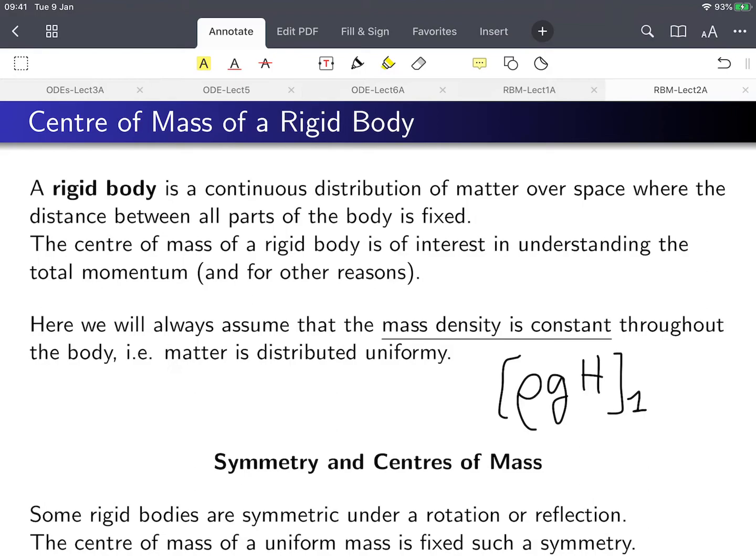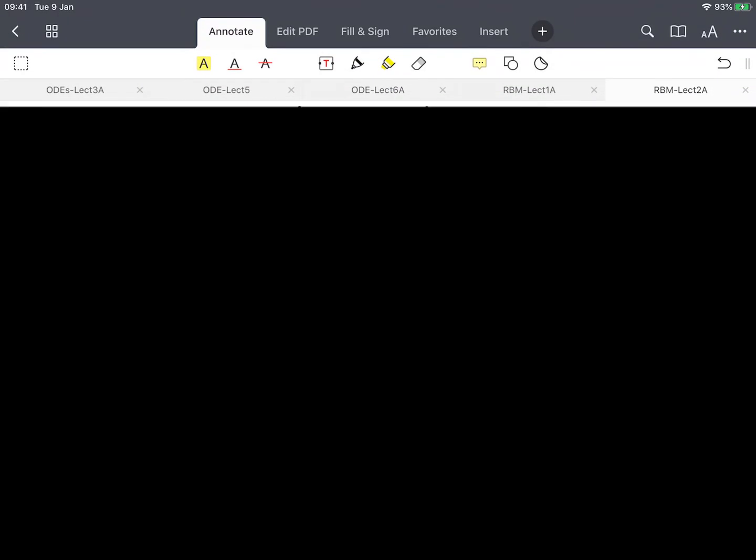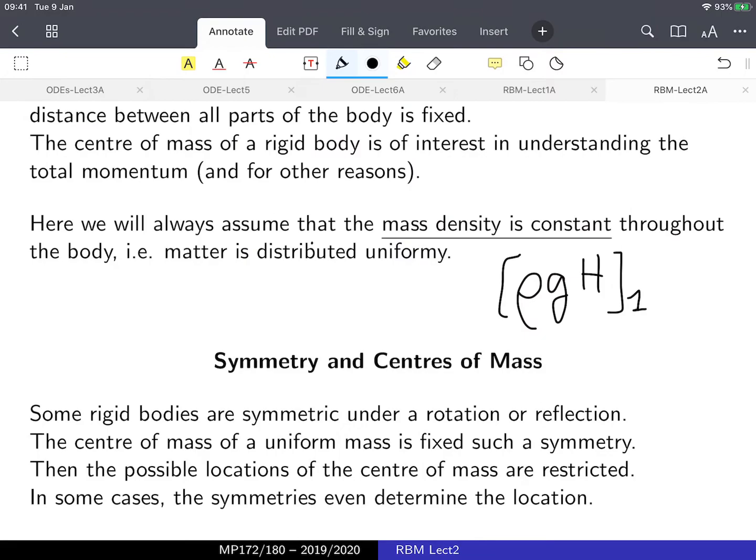That's why right here: rigid body, a continuous distribution of matter over space, where the distance between all the parts of the body is fixed. Yeah, that's where the rigid part comes in. Fixed.